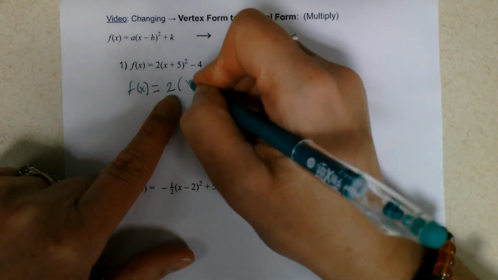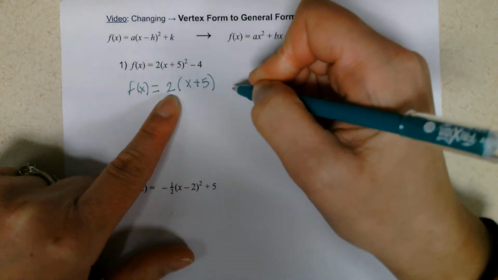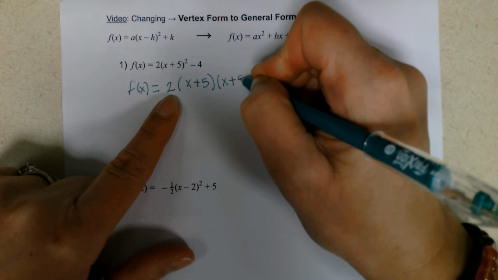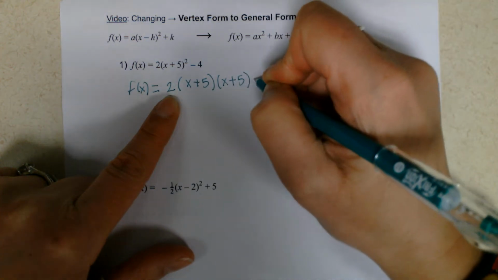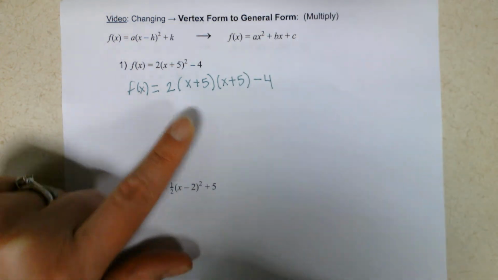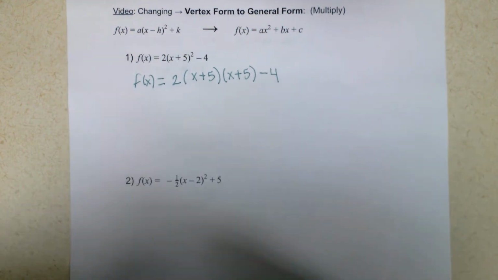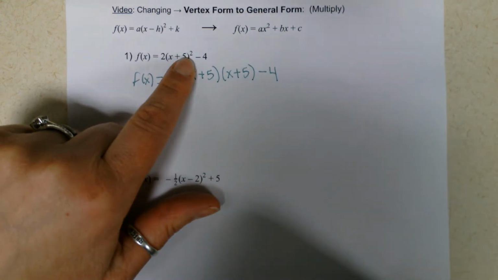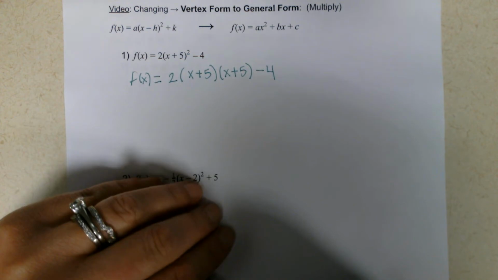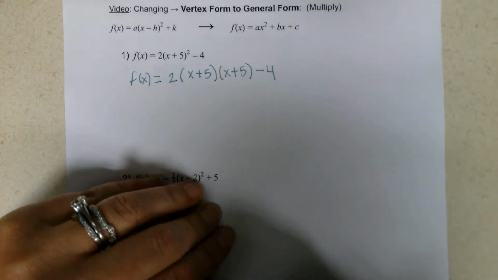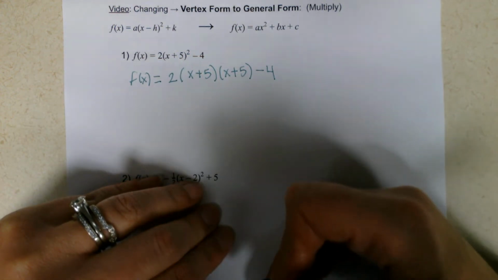So we're going to write down f of x equals 2. Then I'm going to write down x plus 5. Then I'm going to write down another x plus 5. And I'm not going to forget about my minus 4. Now, why did I do that? I did that because this is a square. A square means a number or expression or variable times itself.